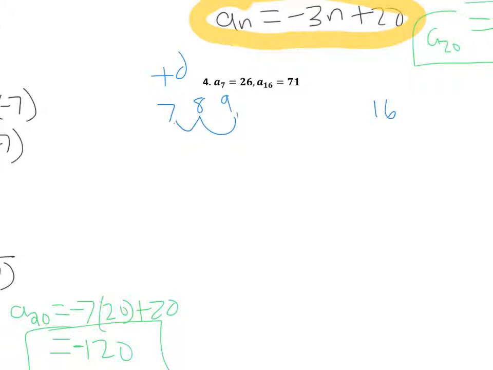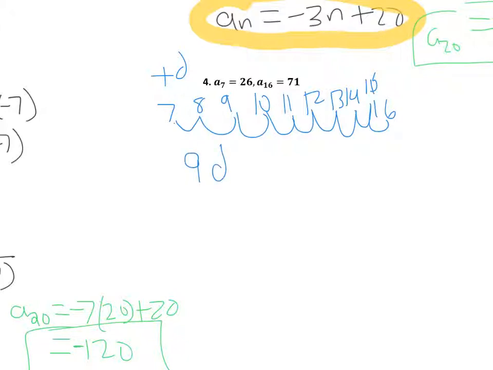I'm showing you what's going on here. 9, 10, 11, 12, 13, 14, 15, 16. So how many times did I need to add it? 1, 2, 3, 4, 5, 6, 7, 8, 9. So I have 9d. Well, isn't that the same thing as 16 minus 7? So see, what we need to do is you need to subtract the n's. That's how many common differences you're adding.